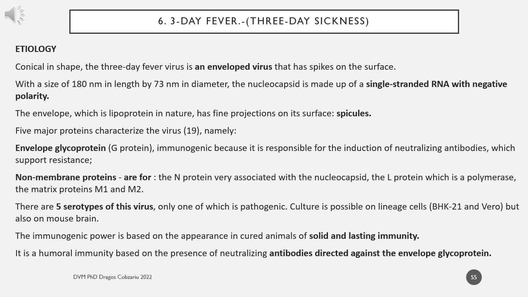4 non-membrane proteins, the N protein closely associated with the nucleocapsid, the L protein which is a polymerase, the matrix proteins M1 and M2. There are 5 serotypes of this virus, only one of which is pathogenic. Culture is possible on lineage cells, VHK21 and Vero, but also on mouse brain. The immunogenic power is based on the appearance in cured animals of solid and lasting immunity. It is a humoral immunity based on the presence of neutralizing antibodies directed against the envelope glycoprotein.